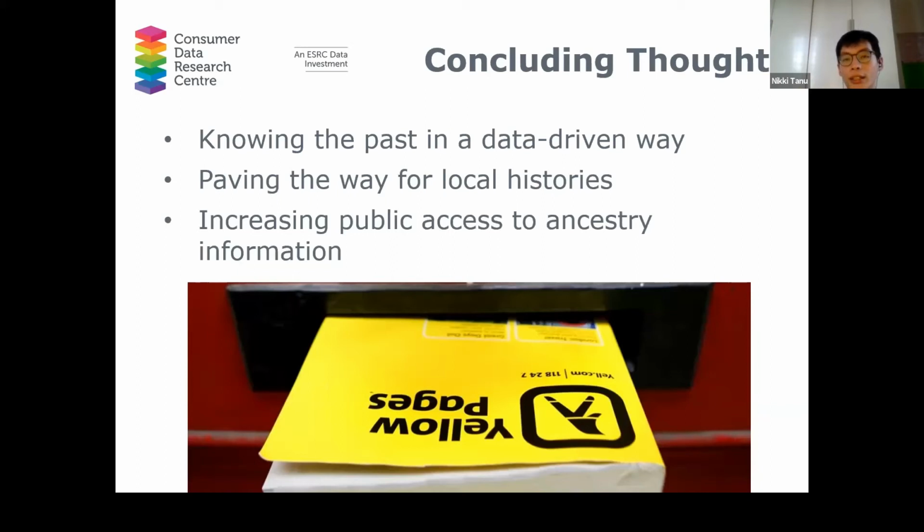But GIS and a lot of the technology that we have today also enables us to do a lot of things in the past. And while we can do these broad stroke analyses in very quantitative geography, I think it could also be picked up on by, for instance, local historians who have a very specific focus. And finally, it's also about increasing public access to ancestry information.